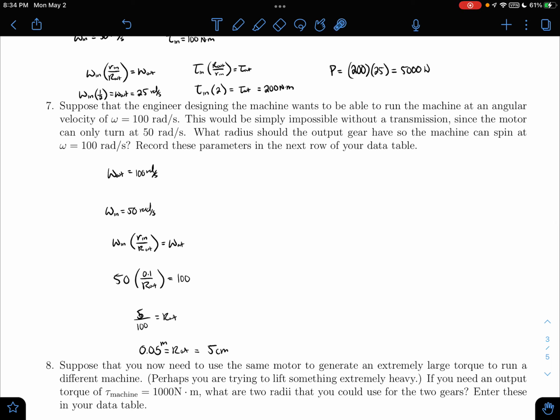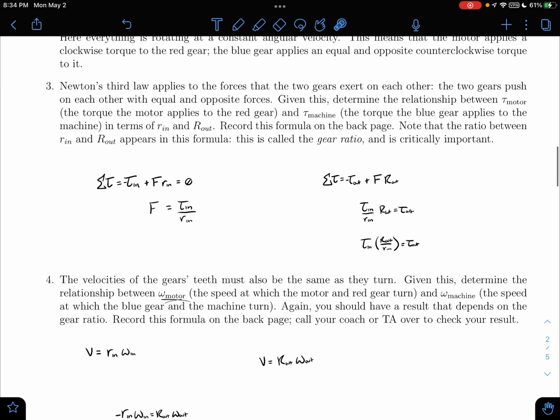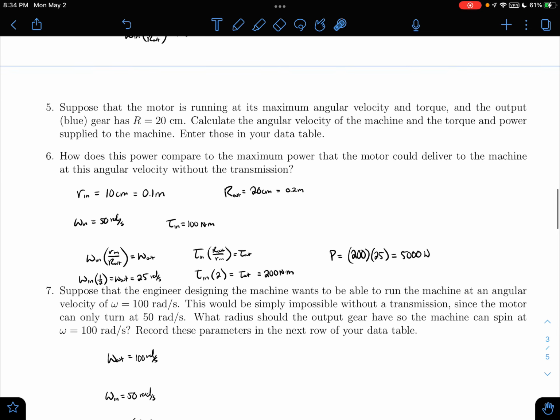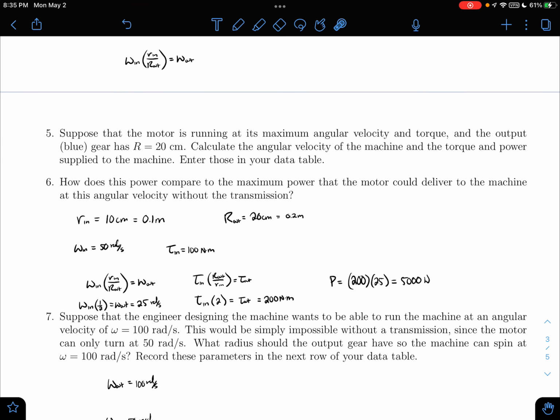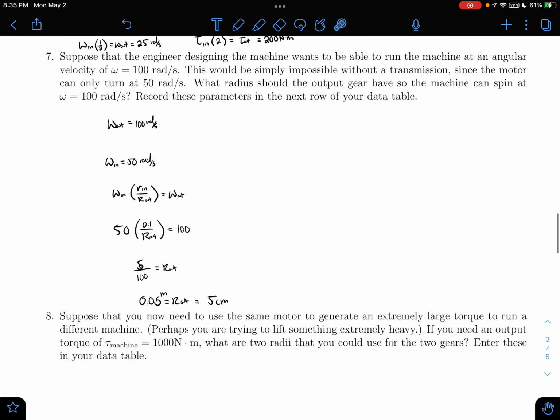So if we wanted our omega to be faster, we're going to decrease that outer radius, the output radius. Which makes sense, because when we had a larger R out than we had in, that gave us a smaller output omega. But now, if we want a larger output omega than we have input, we need our output radius to be smaller than our input.